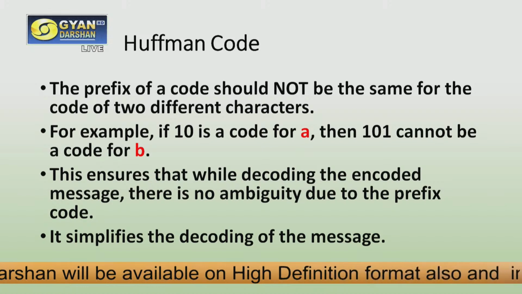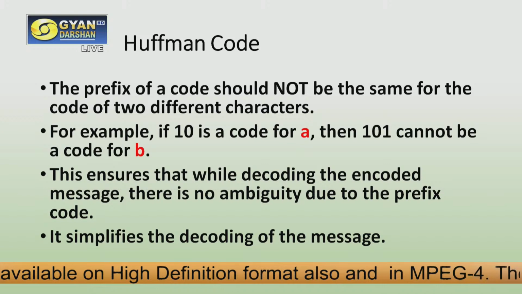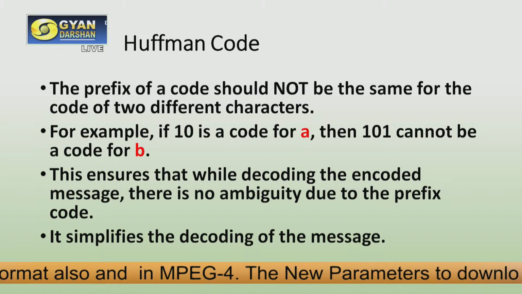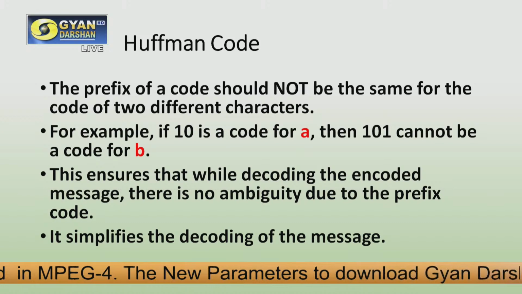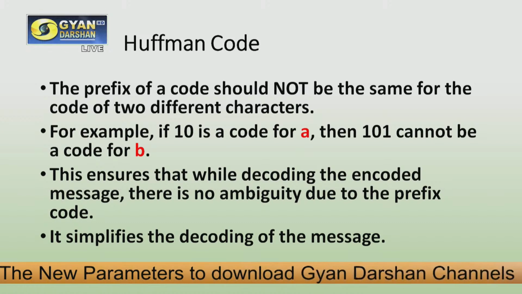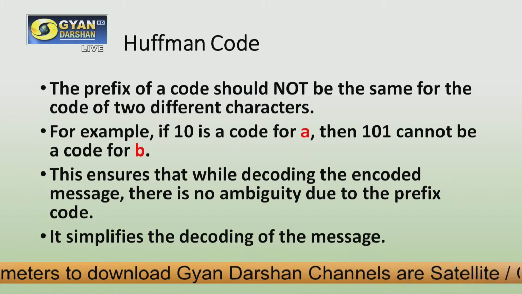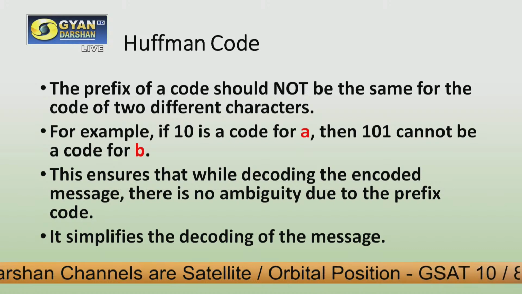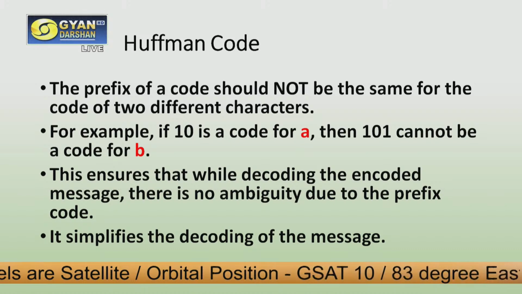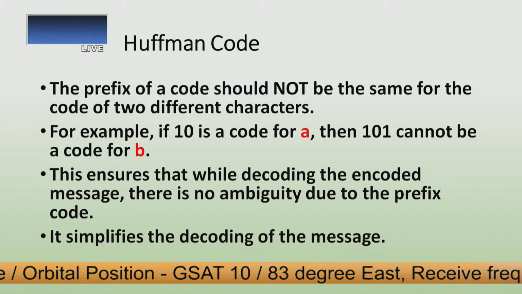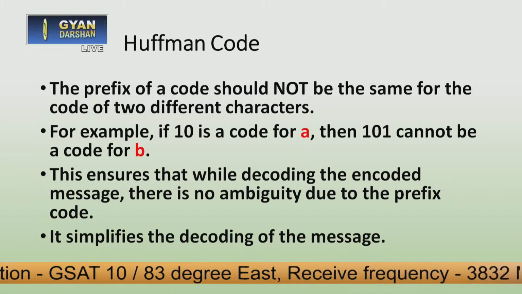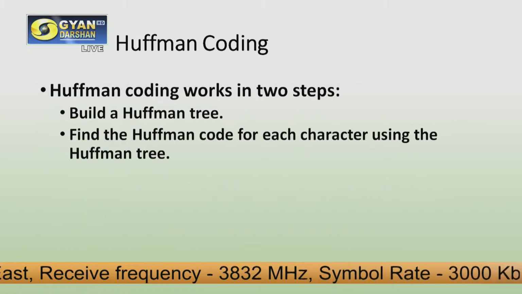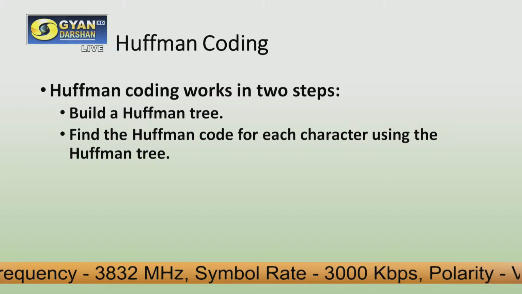Now this ensures that while decoding the encoded message, that is, with no prefixing of the code, there is no ambiguity due to the prefix code. Now it simplifies the decoding of the message, as I have been stating all the time. So Huffman code is a very important mechanism to code the characters, alphabets. So let's look into the process.